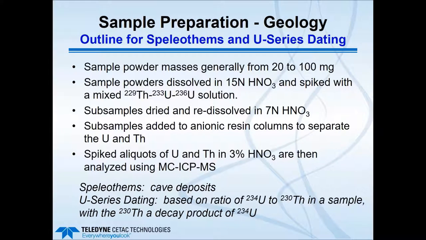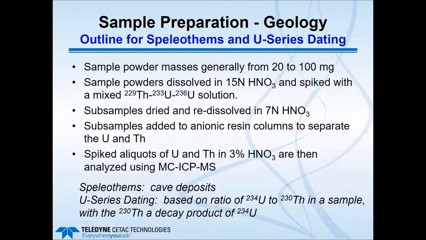So now moving into some examples of using the system in geochemistry. Here's an outline for speleothems and uranium series dating. Speleothems meaning cave deposit samples, and we'll look at a number of them in some pictures, and U-series dating based on the ratio of U-234 to thorium-230 in a sample, where the thorium-230 is a decay product of U-234. We'll talk a little bit more about that shortly.